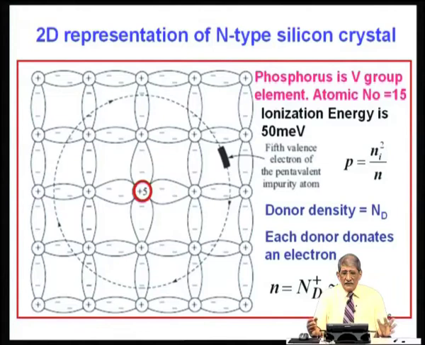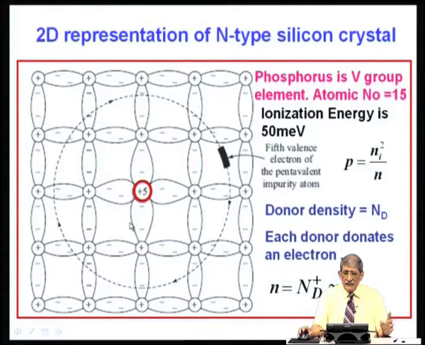What I put here is N D plus, because if all the 5 electrons are there around this nucleus, that is neutral, but if one of those electrons is removed away from that, the nucleus is charged with plus 1 charge, not plus 5. Plus 5 is the nucleus charge, when 5 electrons are around it is neutral, but if you remove one electron, it has a plus charge of 1. Please remember that. If it has moved away from that atom, far away, there is a net plus charge there around that. Please remember that when you go to p n junction.